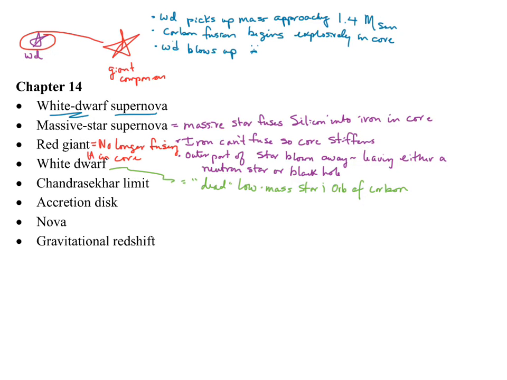Chandrasekhar limit, that's the one associated with white dwarfs. Basically, the Chandrasekhar limit is 1.4 solar masses. It's a maximum mass, at which, if you go beyond that mass, then normal degeneracy pressure does not work.